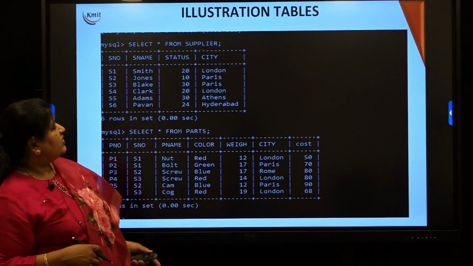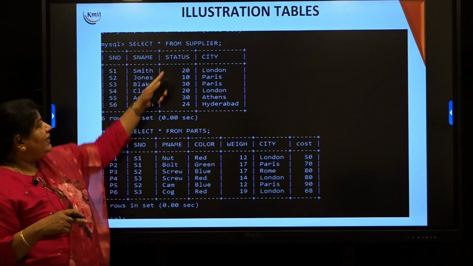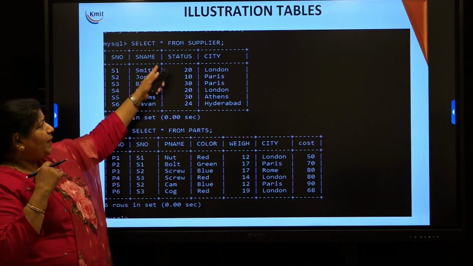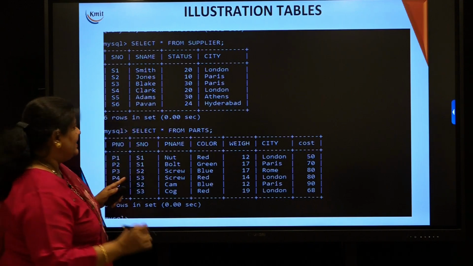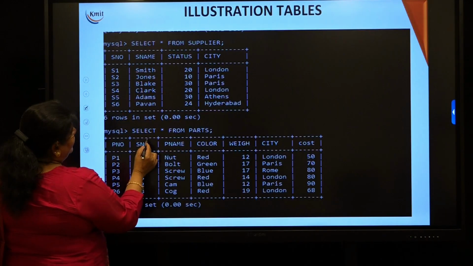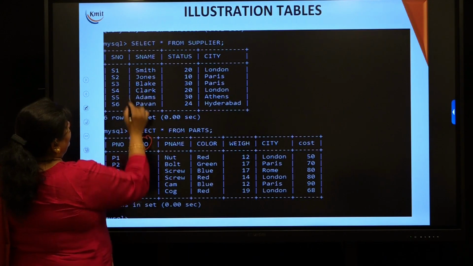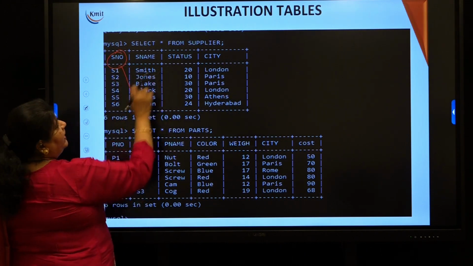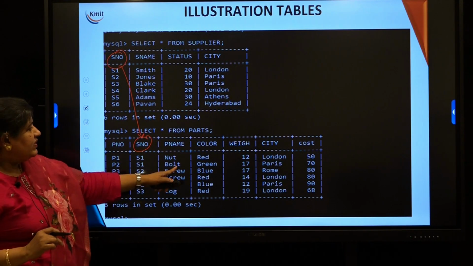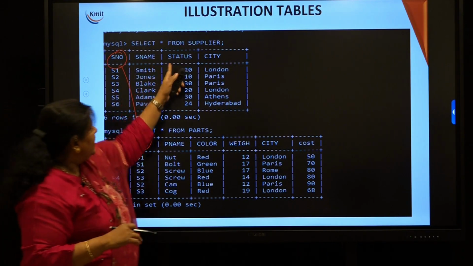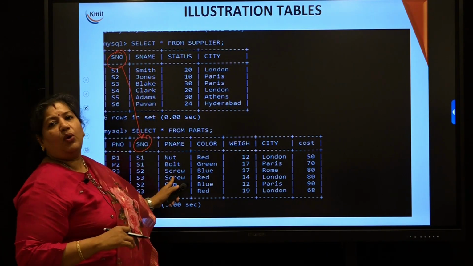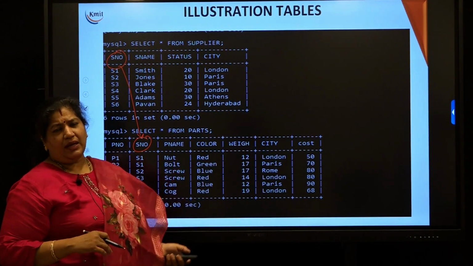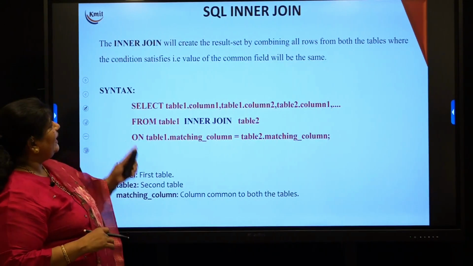Now for this illustration, let us use these two tables. One is supplier and the other is parts. That is, supplier supplies different parts. That is why, see, the S number here is the foreign key. It is the primary key of the supplier table which is used in parts. That means this particular supplier is going to supply these parts to this particular city. Okay, let us try to see.